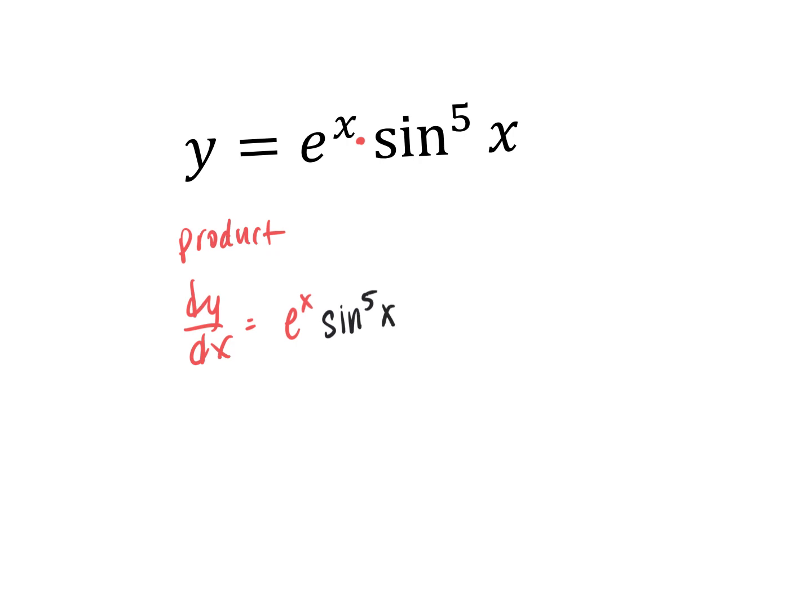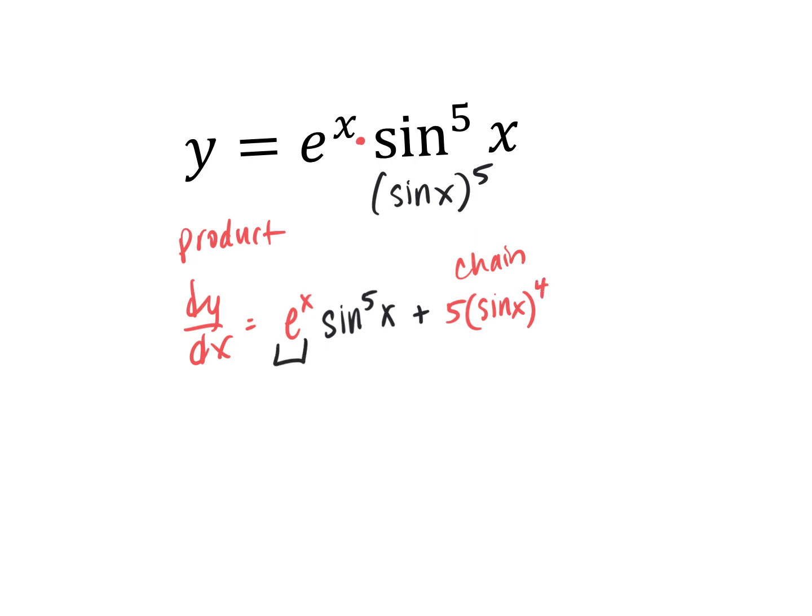Sine to the 5th, sine of x to the 5th. Good. Plus, be careful. Isn't the sine of x to the 5th really this? What does this guy involve? Chain rule. We got an outer and an inner. So now we got chain rule that we got to do. What is the derivative of this outer? 5. Leave the inner. Bring that exponent down to 4.